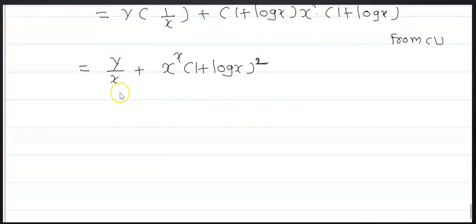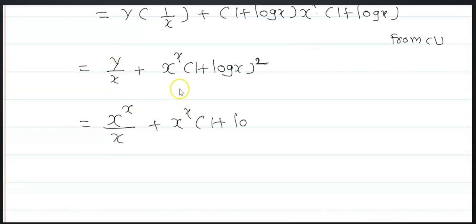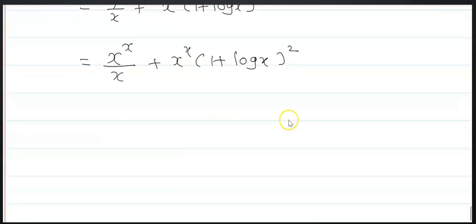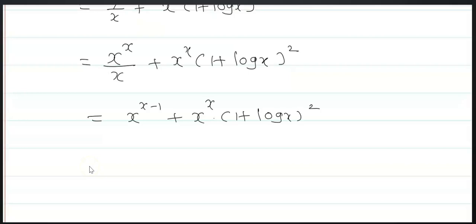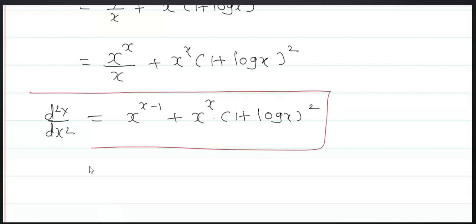Now here is y upon x. But what is y? Y is x raised to x, upon x, plus x raised to x in bracket 1 plus log x bracket square. That is equal to x raised to x minus 1 plus x raised to x in bracket 1 plus log of x bracket square. And that's why this is your d2y by dx squared.